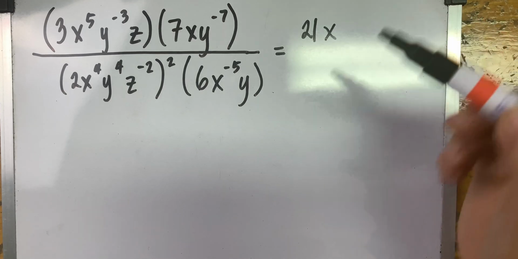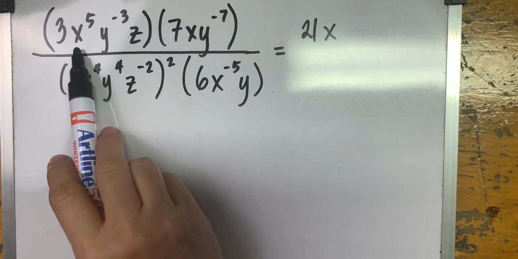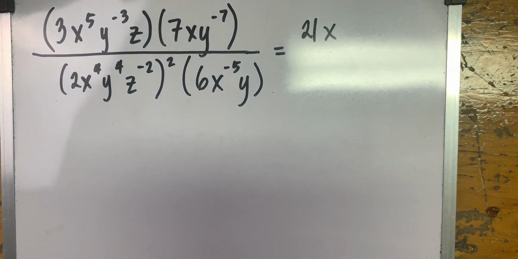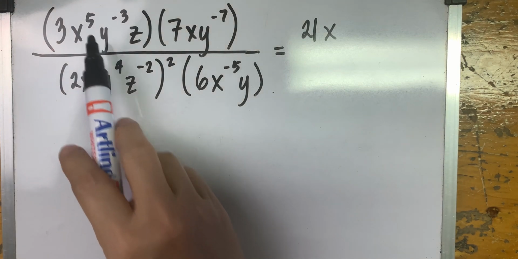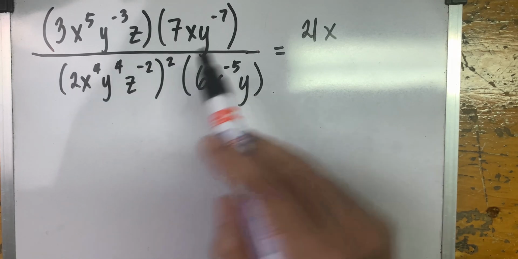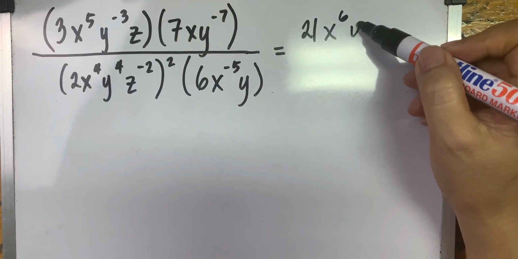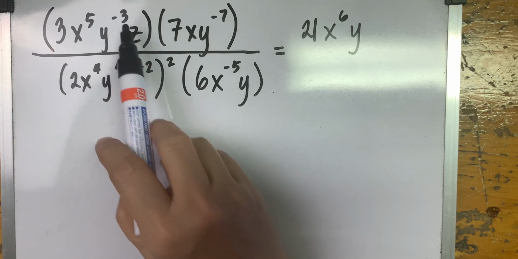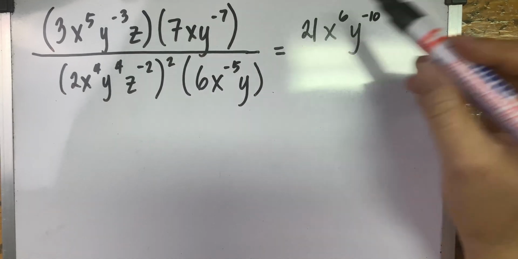And then remember, dun sa laws of exponents, kapag pareho sila ng variable, i-add lang natin yung exponents nila. So for x, we have x to the fifth tsaka x to the first power. So add lang natin. 5 plus 1 gives us 6. And then for y, add din natin yung exponents nila. Negative 3 plus negative 7 will give us negative 10. And then z.